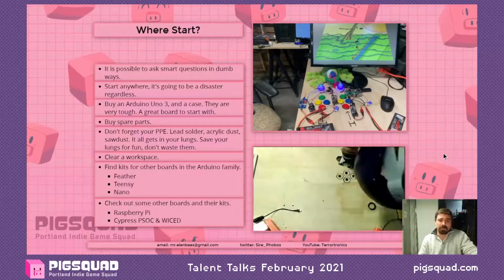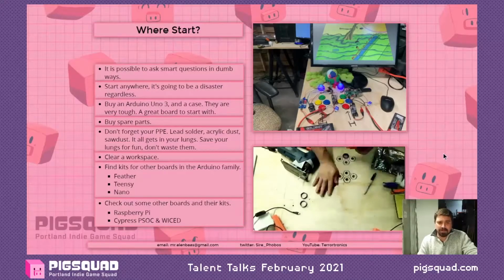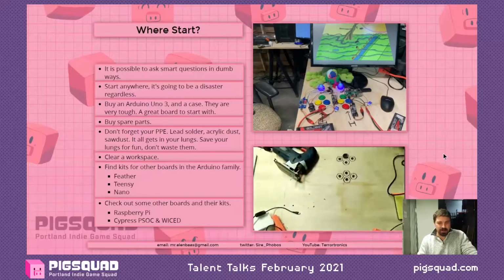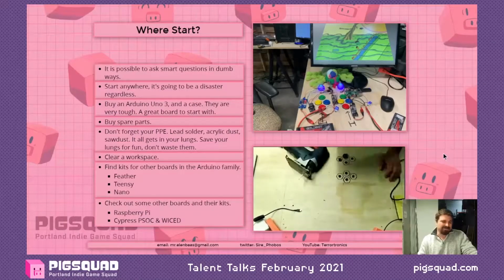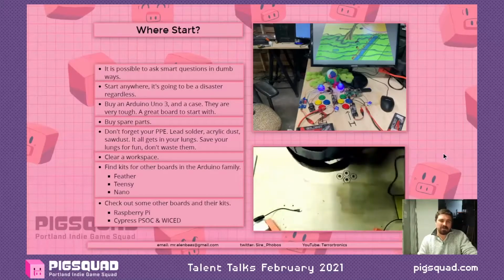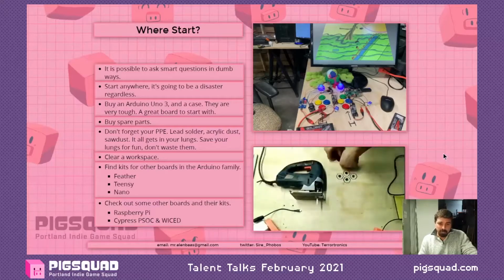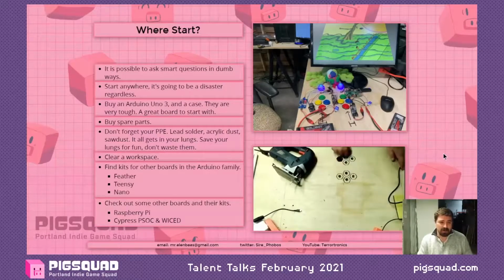Get an Arduino. Get a case. Arduinos are really tough. Buy some spare parts. Any parts you buy, maybe buy 2 or 3. It's not the cheapest. It's really not the cheapest hobby, so expect to drop a little bit of money right away. $100, $200 if you want to get really fancy. Always wear your PPE. Lead solder is lead. Wear your PPE.